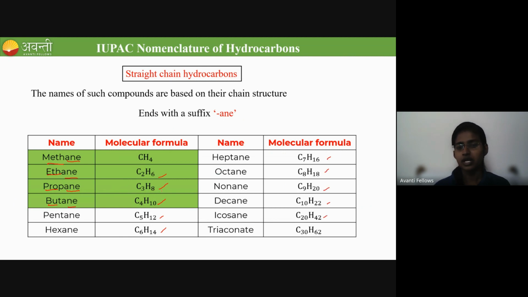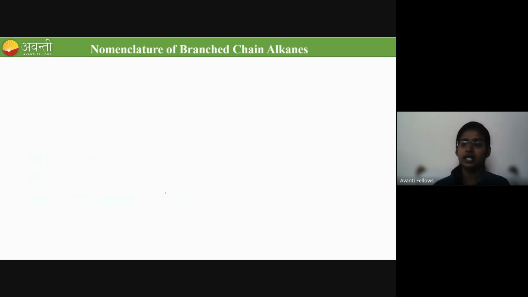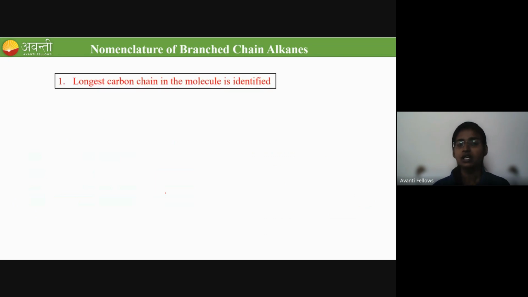Then 30 carbons is triacontane. So these are the nomenclature for the straight chain hydrocarbons. Now next, coming to the nomenclature of branched chain alkanes. For branched chain alkanes, we have to follow a set of rules. Rule number 1 is, first of all, you need to find the longest carbon-containing chain in the molecule. The longest carbon chain in the molecule is identified first.